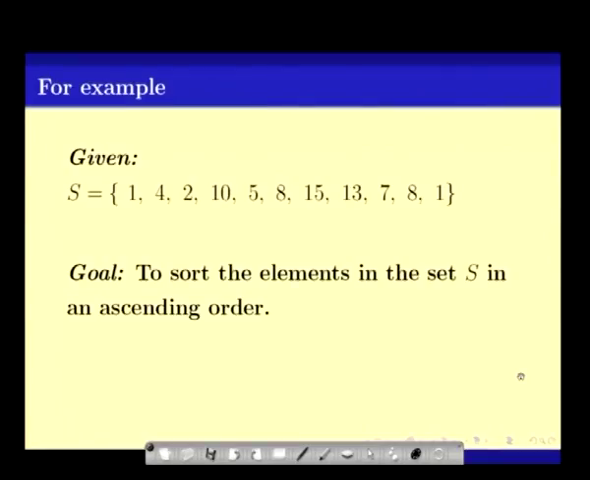Say for example, here we have been given the set S, which is 1, 4, 2, 10, 5, 8, 15, 13, 7, 8 and 1, and the goal is to sort the elements in this set S in ascending order. So, the output that we are looking for is something like this, which is 1, 1, 2, 4, 5, 7, 8, 8, 10, 13 and 15. Note that these output elements are in ascending order.